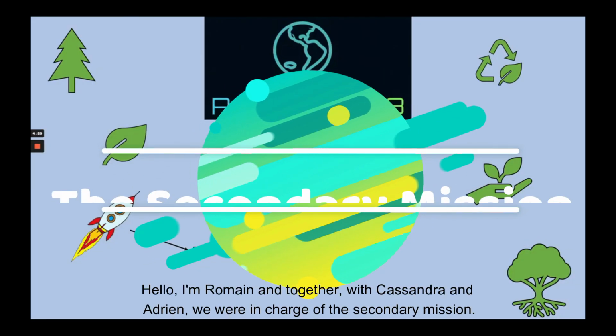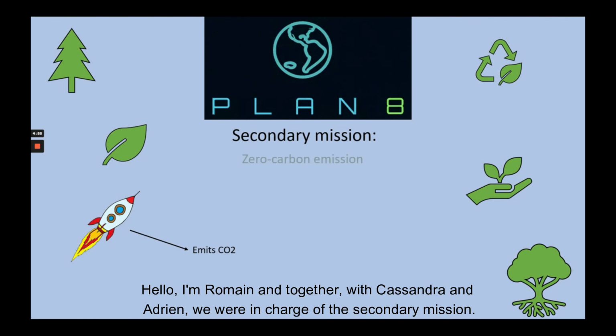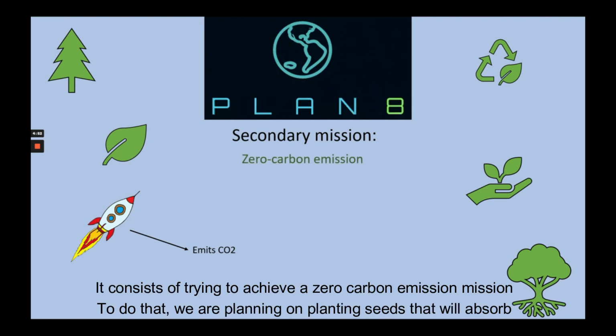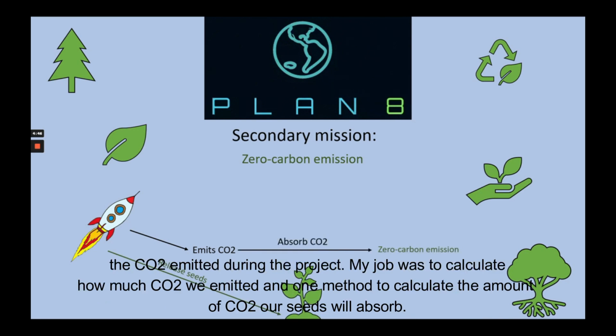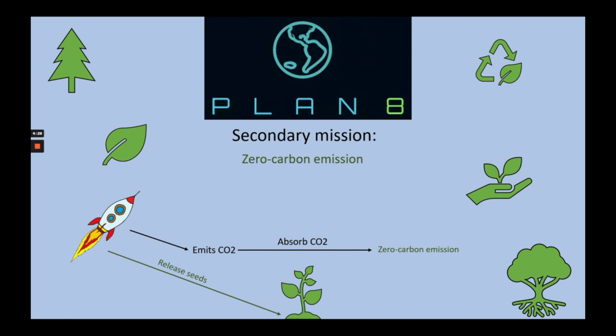Hello, I'm Romain, and together with Cassandra and Adrien we are in charge of the secondary mission. It consists of trying to achieve a zero carbon emission mission. To do that, we are planning on planting seeds that will absorb the CO2 we emit during the project. My job was to calculate how much CO2 the mission emits, and one method to calculate the amount of CO2 our seeds will absorb. Unfortunately, due to recent COVID measures, we haven't done my method yet, but we have all the calculation necessary to show you how our zero emission mission works.